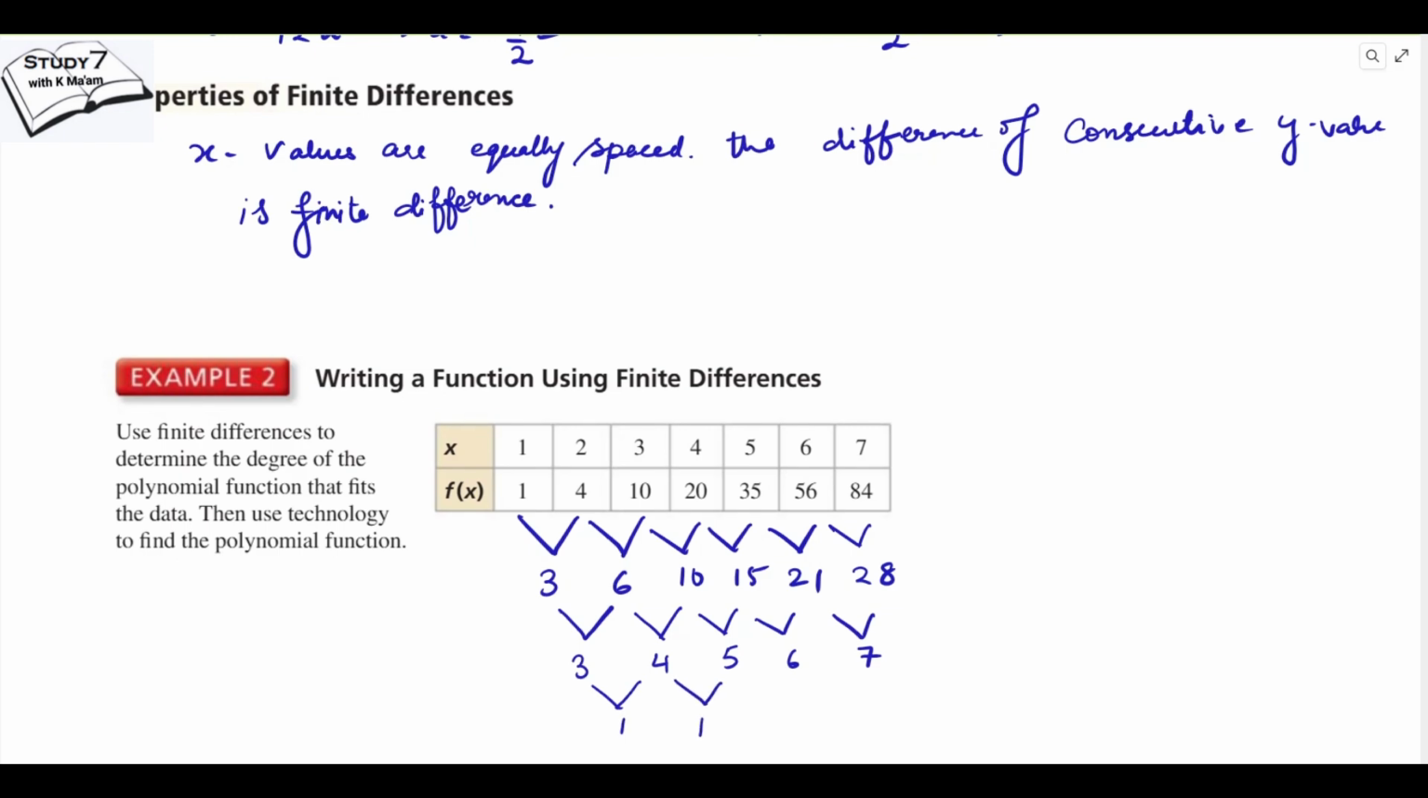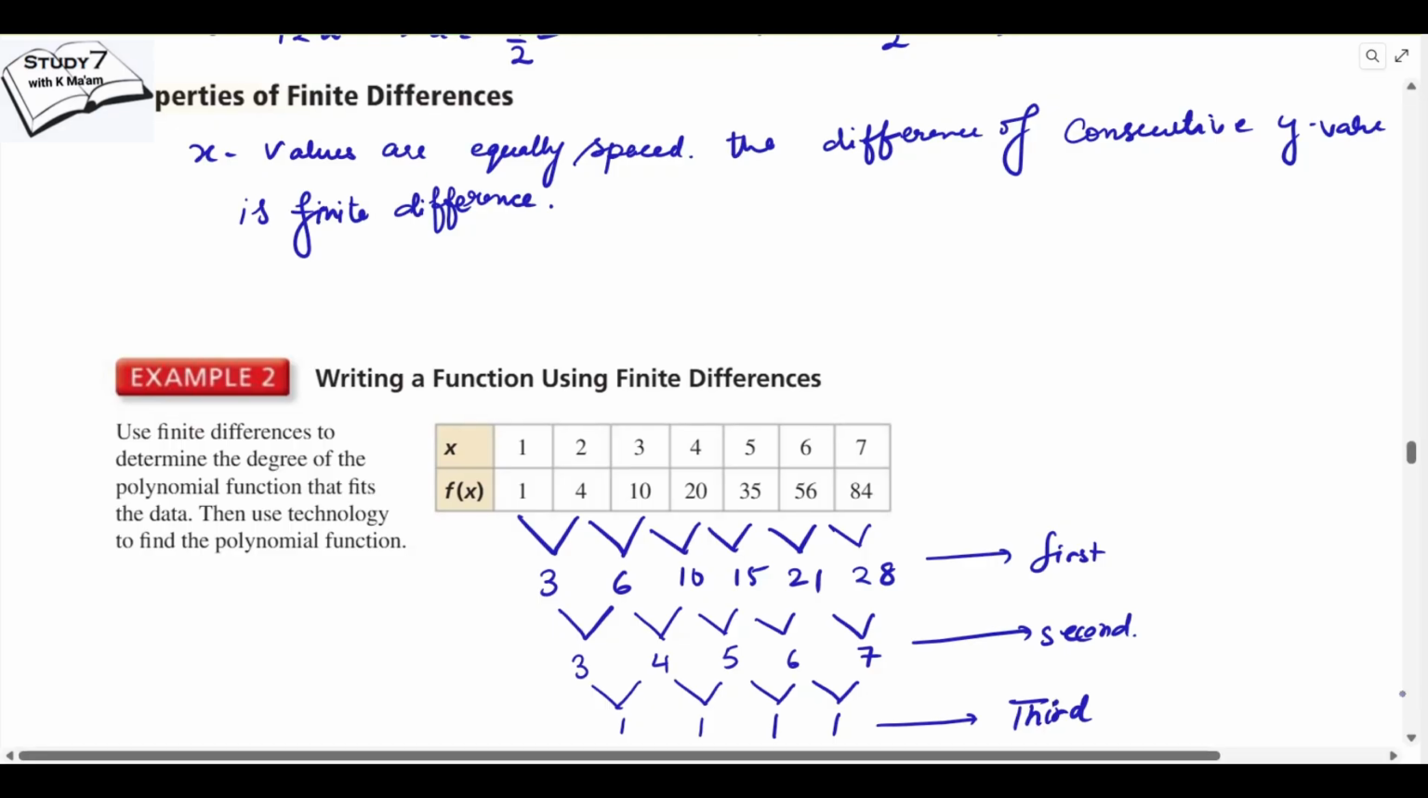1, 1, 1 and 1. Now the difference is the same. Which difference comes out the same? The third difference. This is the first difference, this is the second difference, and this is the third difference. We got the third difference the same. As the third difference is the same, the polynomial is a cubic polynomial.